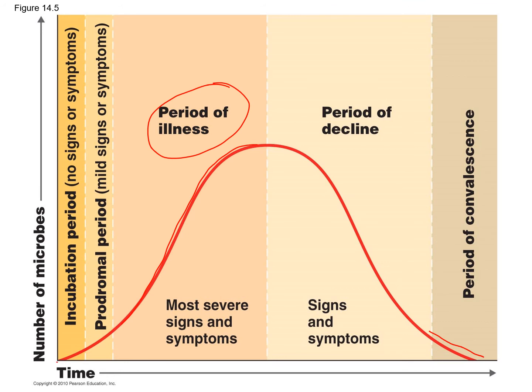Throughout this whole curve, it is possible for an individual to be infectious during the period of incubation, prodromal period, period of illness, of course, period of decline, and even sometimes during the period of convalescence. So just because a person is not experiencing any signs or symptoms in these two periods does not mean that they can't transmit the microbe. So it is still possible for them to transmit the microbe.